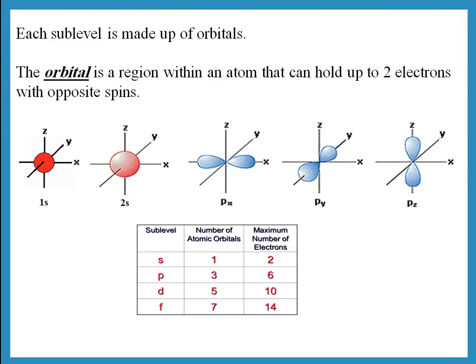Now, the s level is only one type of orbital. So this is one orbital that will take only 2 electrons. But the p, we have 3 types of p orbitals. Each of them takes 2 electrons. That means that a p sublevel can take up to 6. Now, we also have another sublevel which we call d. D has 5 different types of orbitals. Each of them takes 2 electrons, so that it can take up to 10 electrons. The f has 7 different types of orbitals. Each can take 2 electrons, so the f can take a maximum of 14.